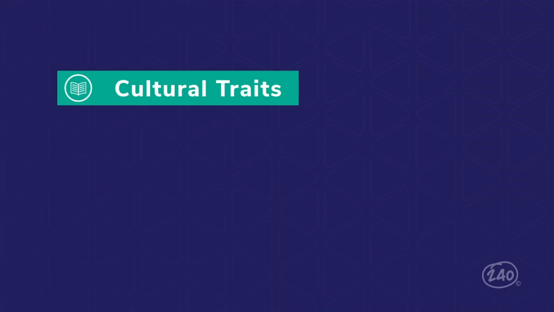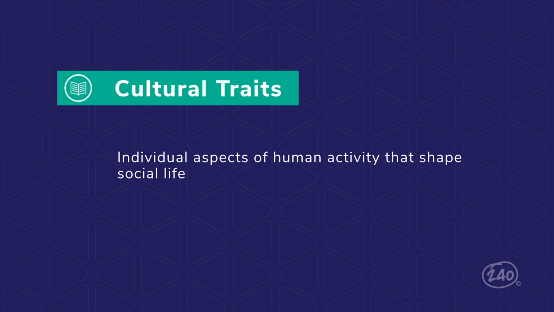Geographers describe places not only by their physical characteristics, but by their people and cultures as well. Culture is composed of cultural traits, which are individual aspects of human activity that shape the social life of a place. These traits include daily routines and practices, food, language, art, and religion. While no two cultures are exactly the same, different cultures can have some cultural traits in common.